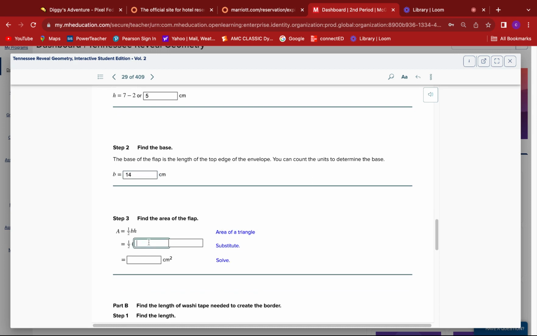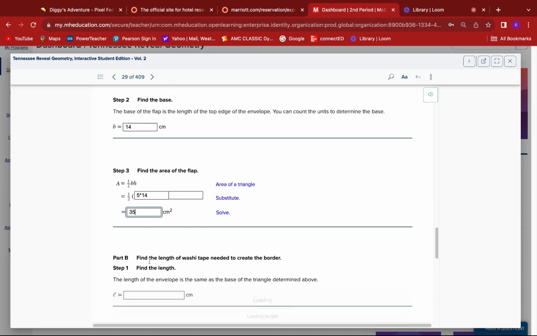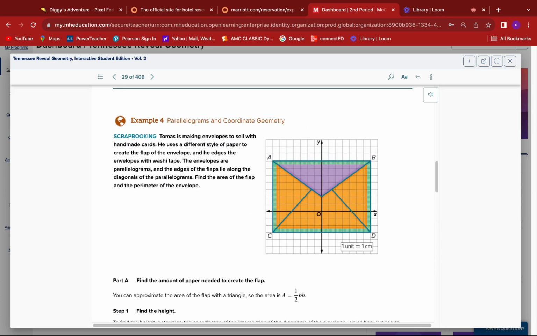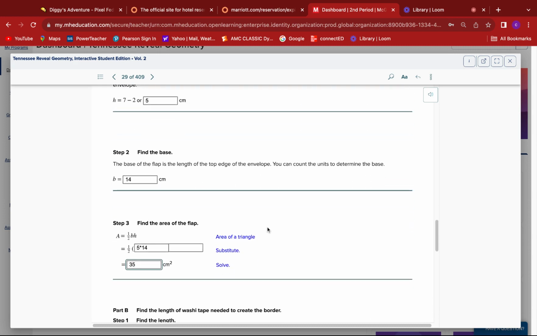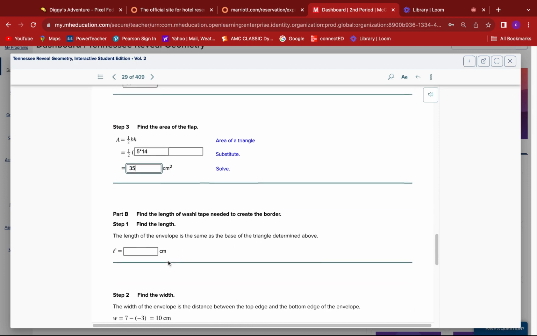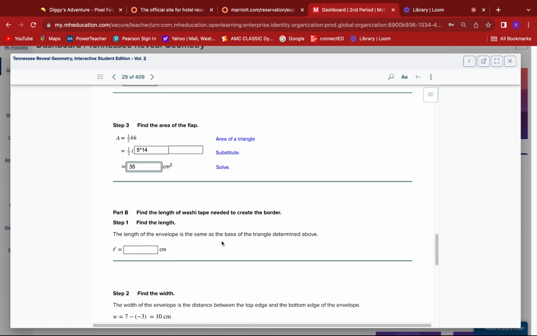All right, so let's see, 1/2 times 5 times 14. Grab your calculator. 5 times 14 is 70, and half of that is 35. So the area of this purple triangle is 35, and that should be square centimeters. Now we have to find the perimeter.